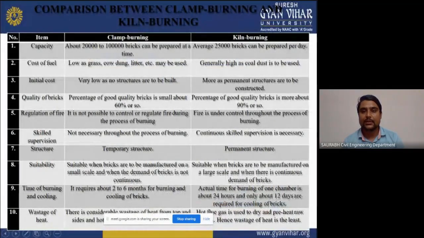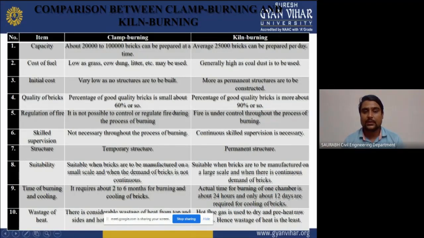Now we will see the comparison between clamp burning and clean burning. This is also very important because in many exams these types of questions have been asked. What is the main difference between clamp burning and clean burning? First one is by the capacity: about 20,000 to 10,000 bricks can be prepared at a time. In clean burning, an average of 25,000 bricks can be prepared per day.